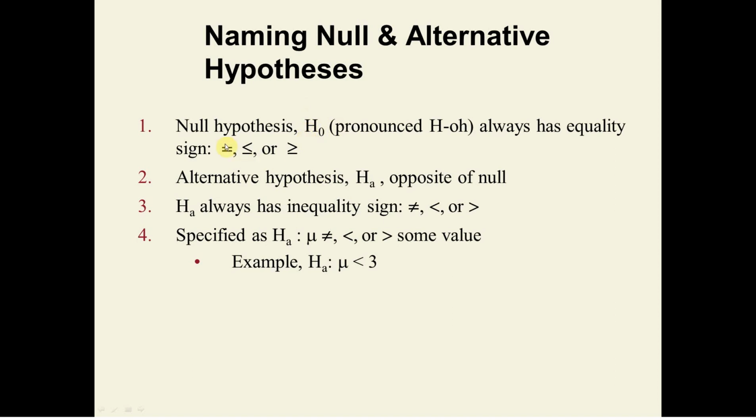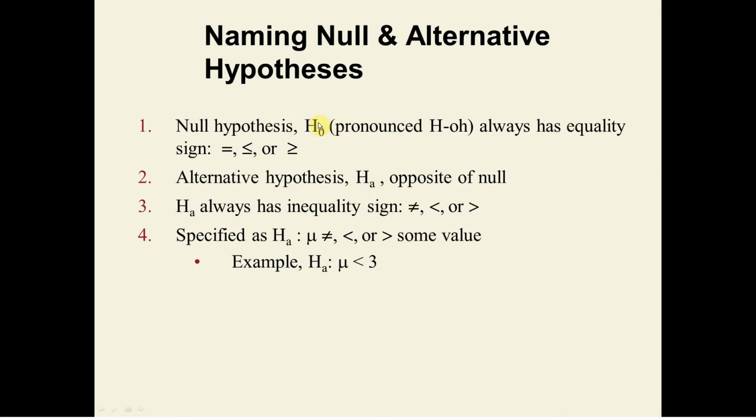So if I say that the population mean equals something, then the alternative would be that it's not equal to that something. So if I say the population mean equals 50, then the alternative would be the population mean is not equal to 50. If it's less than or equal to, then the opposite is greater than. If it's greater than or equal to, then it's less than. So it always has to be the exact opposite, so that only one can be true.